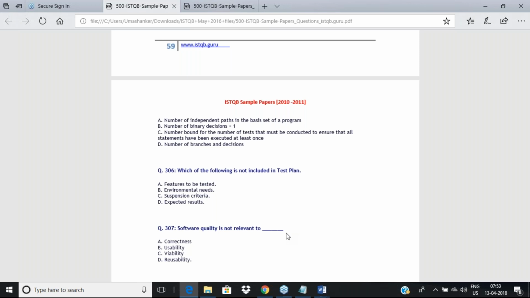First three: what features are to be tested, which environment to be tested, what is the suspension criteria, why you stop. Because you cannot just stop the testing and say we are stopping. People will question. But if we have already put it in the test plan and communicated to everybody that we are going to stop the testing if these things do not work, then you are good. So D is the answer.